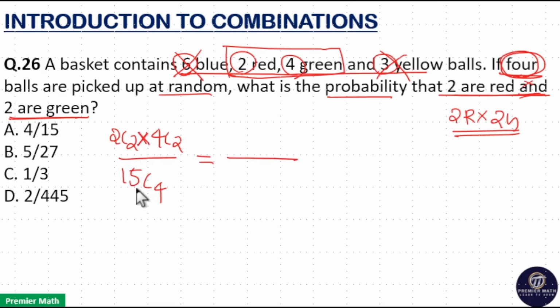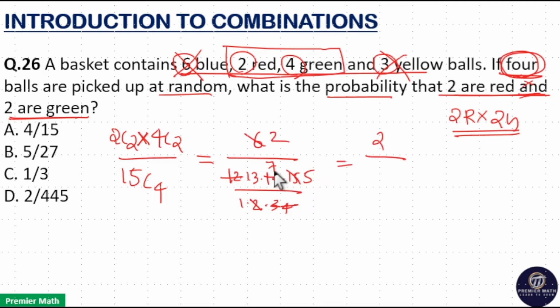Now 15C4 means 11 cancel, remaining is 12 into 13 into 14 into 15 divided by 4 factorial. And here 2C2 means 1, 4C2 is equal to 6. And here 4 into 3, 12 cancel, 2 goes 7 times in 14 and 3 goes 2 times in 6 and 3 goes 5 times in 15. So 2 divided by 7 into 5, 35. 35 into 13. 35 into 13 is larger number. So option D is your answer. That is 2 by 455.